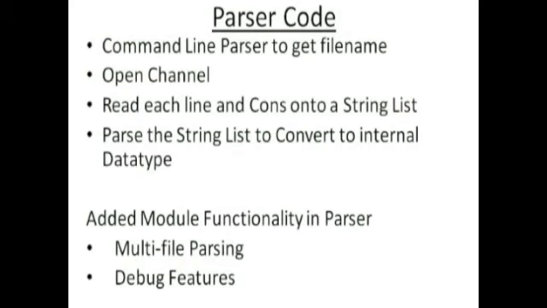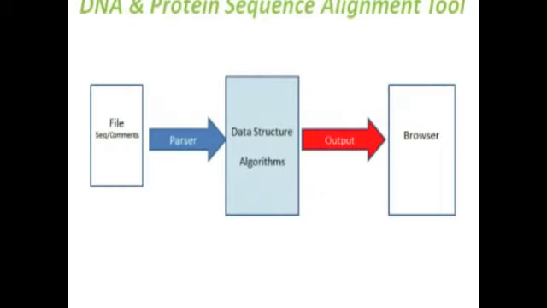When running the tool, we parse the command line to get the file name where the sequence is held. We open a channel, we read each line one at a time and cons onto a string list. Then we parse that string list and convert it into our internal data type, which is basically a sequence and a comment. We have some additional functionality in our parser. We can parse multi-files, and we also have debug features where we can print out what we read in and also what we stored for debugging purposes.